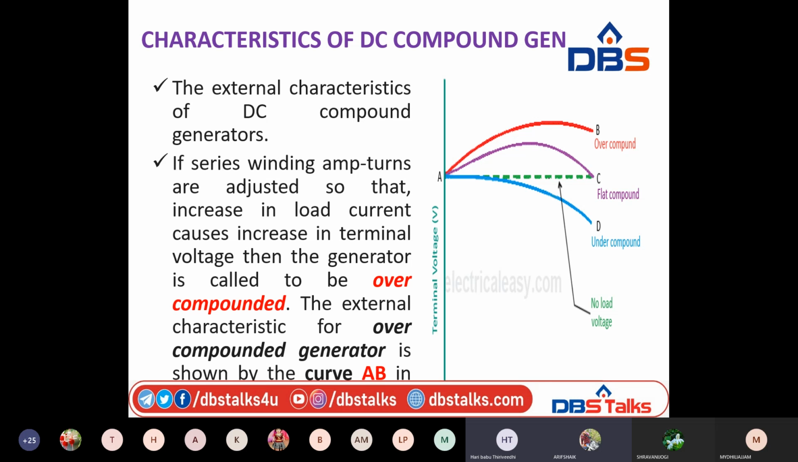Cumulative compound is nothing but addition of shunt flux and series flux, that is nothing but total flux. As the load current increases, IA also increases, hence ILC also increases, so it may produce more flux. Thus induced EMF also increases and terminal voltage also increases.